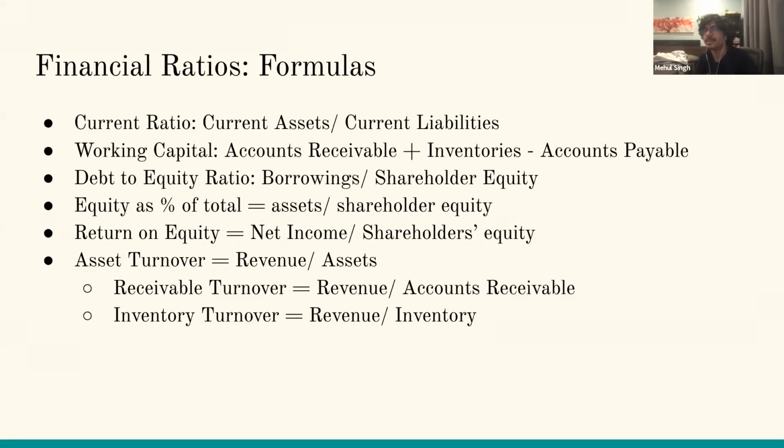So these are basically the formulas for financial ratios. We have the current ratio, which is the current assets over current liabilities. Working capital, accounts receivable plus inventories minus accounts payable, and then it just goes so on.